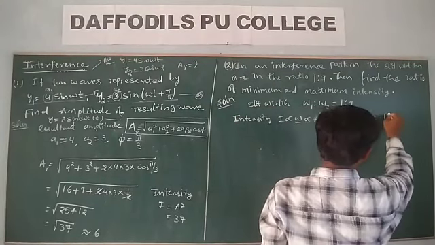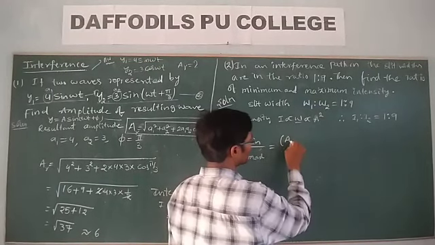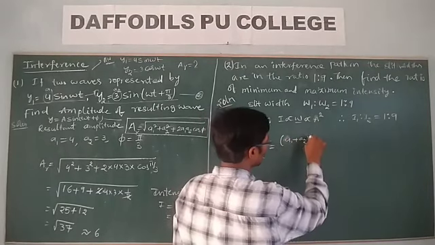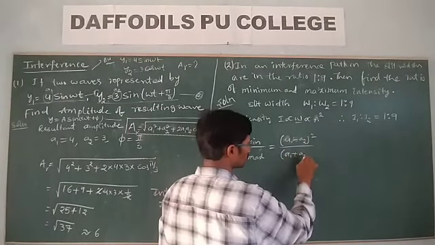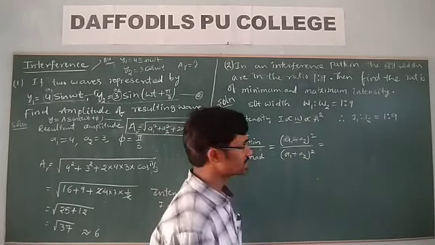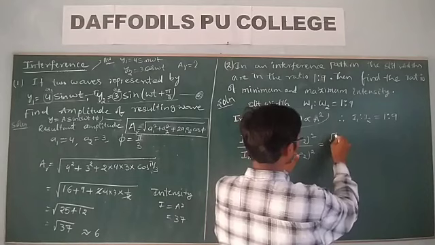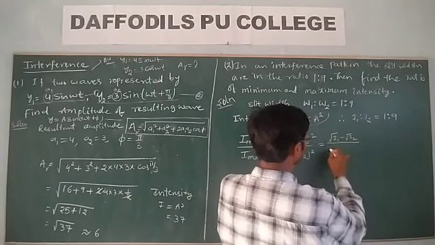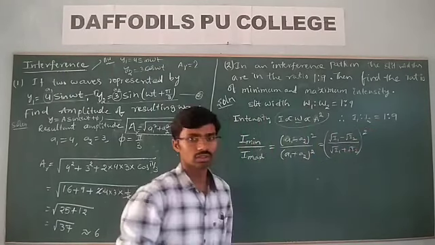Now, we need to find the ratio of minimum intensity to maximum intensity. Tell me the formulas of the minimum and maximum intensity. In terms of the amplitudes, maximum is A1 plus A2 whole square, and minimum means A1 minus A2 whole square. In terms of intensities, we know that intensity is proportional to the square of the amplitude, so root I1 minus root I2 by root I1 plus root I2 whole square, since A is proportional to root I.